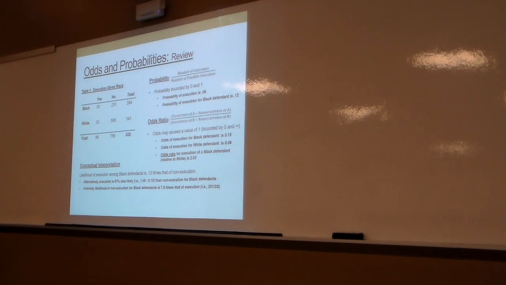But in interpreting this, we talk about the likelihood, and when you're interpreting odds ratios, don't use the word probability. Probability doesn't need to go in the interpretation of an odds ratio because it's not a probability. Talk about likelihood and things along those lines. If we're talking about just our odds for our black defendant, odds for a black defendant is 0.13. So we could say the odds is 0.13. We could also say the likelihood of execution among black defendants is 0.13 times that of non-execution.